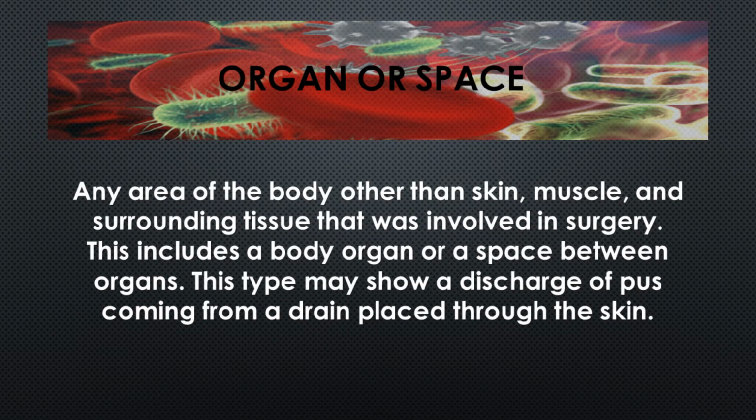The third is organ or space. This can be in any area of the body other than skin, muscle, and surrounding tissue that was involved in surgery. This includes a body organ or a space between organs. This type of infection may show a discharge of pus coming from a drain placed through the skin into a body space or organ. Depending on the type of SSI, its severity, and location, an SSI can develop within 30 to 90 days of surgery.